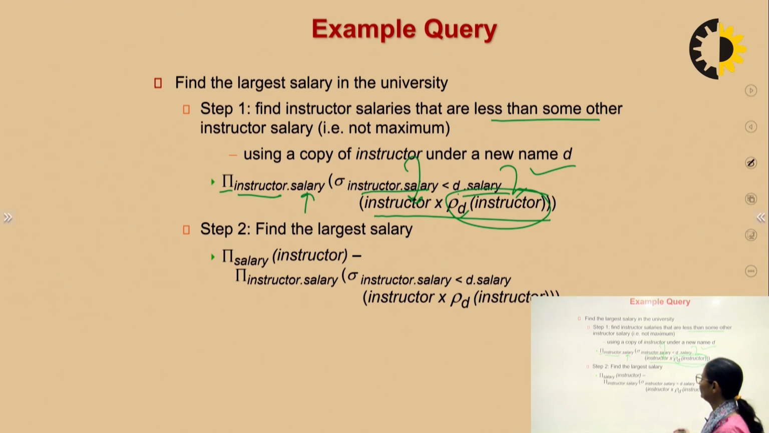In step 2, we need to find the largest salary. So here pi salary, all the instructor salaries, and we need to find the maximum. So here I used the minus, that is the difference between the two sets, and I will get my desired result.